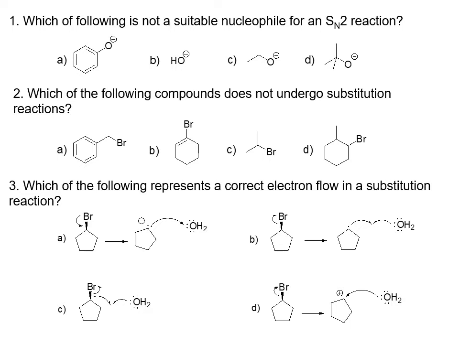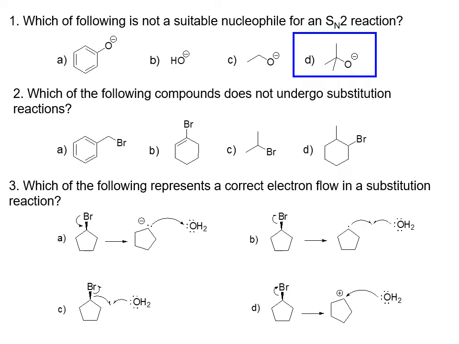Even though it is an alkoxide, it's not a good nucleophile because it's sterically hindered. So because of the steric hindrance, species D, tertiary butoxide, is a strong base but a weak nucleophile. It's a non-nucleophilic base, so it cannot participate in SN2 reactions. So the correct answer is 1D.